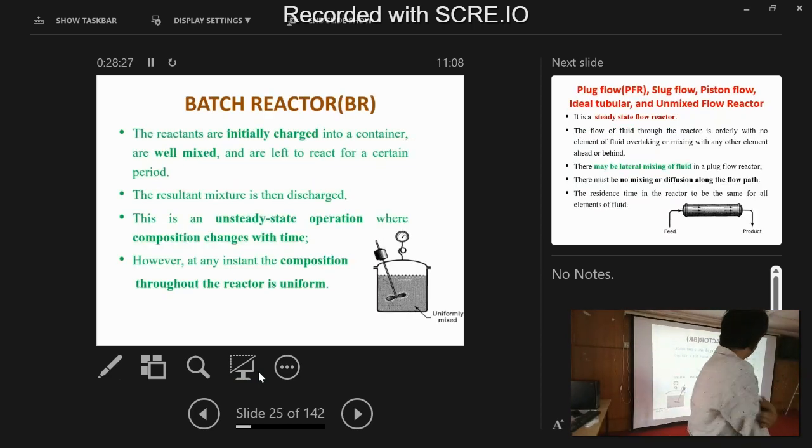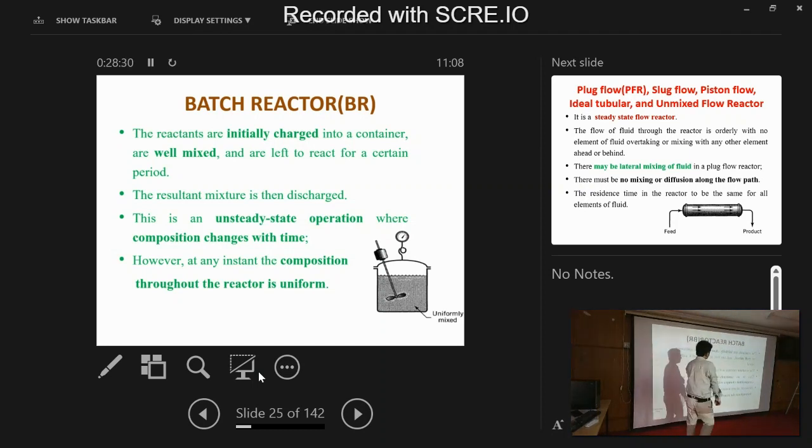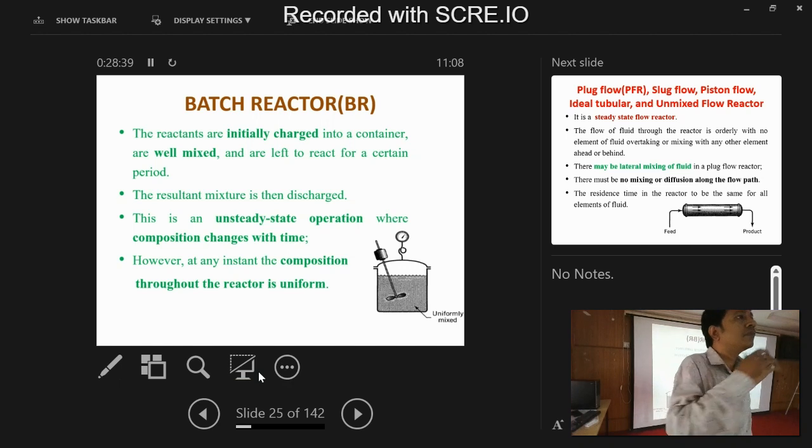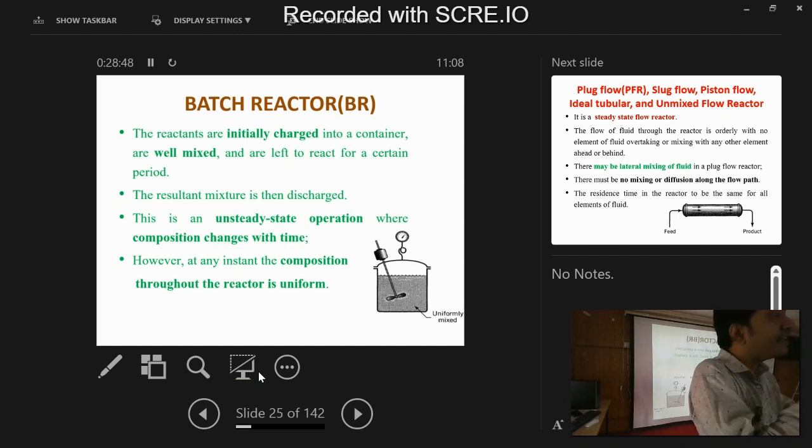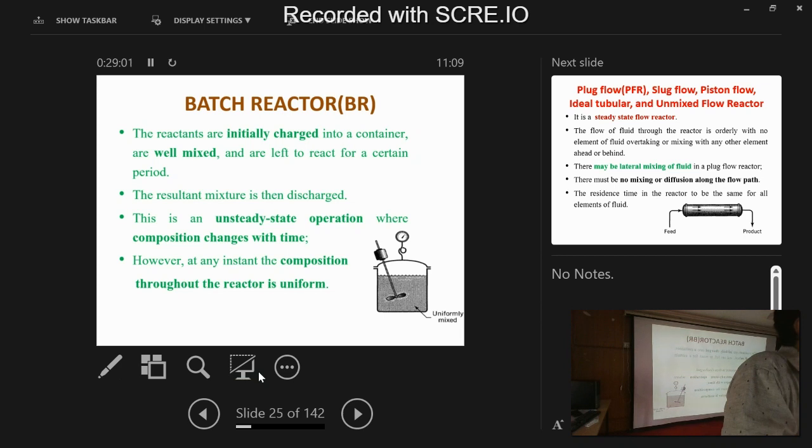Now look at the batch reactor. Why is it unsteady state? What is steady state? We should be clear about the context of steady state and unsteady state. Steady state means it does not vary with time. That means the composition when I look now will be the same as when I look after 1 year. Steady state means not varying with time.